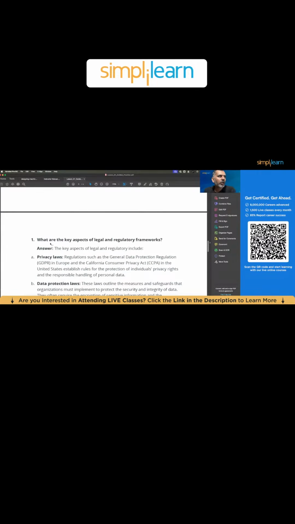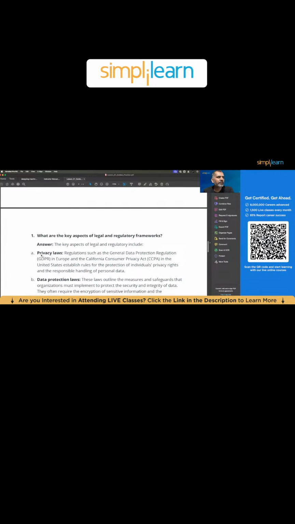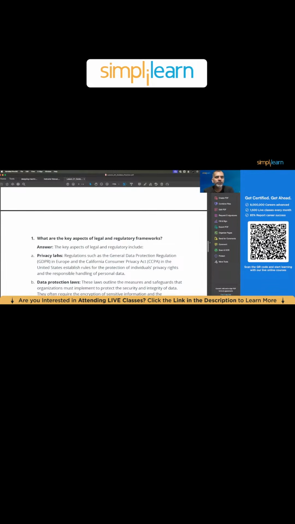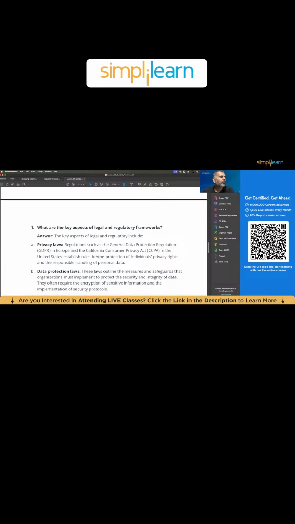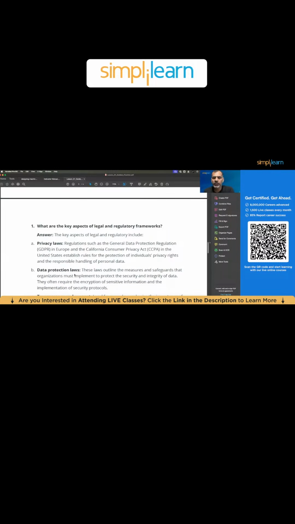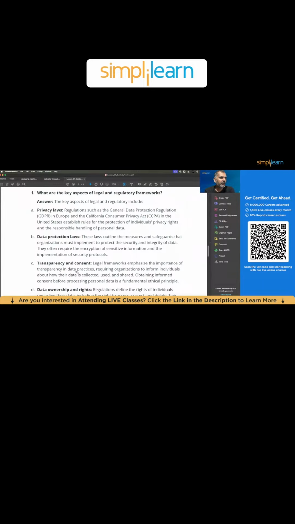Now, what are the key aspects of legal and regulatory frameworks that are introduced here? So, one is the privacy law, because we are talking about sensitive information that is definitely being protected here. Then data protection law that talks about data security, how you should store the data, how you should transfer the data. The transparency and consent law talks about taking the consent from the end user if I'm sharing your data, so that takes the transparency and consent.